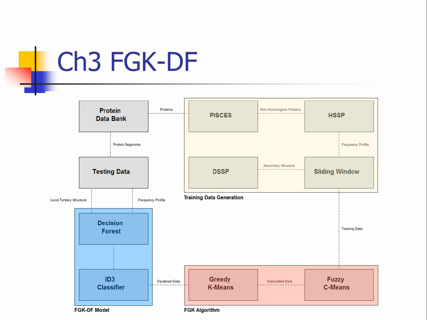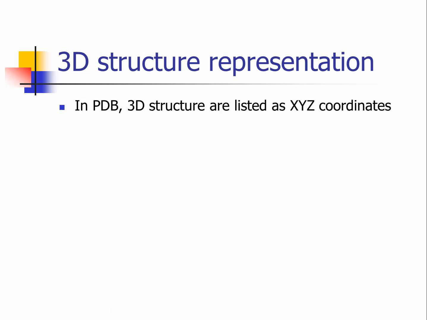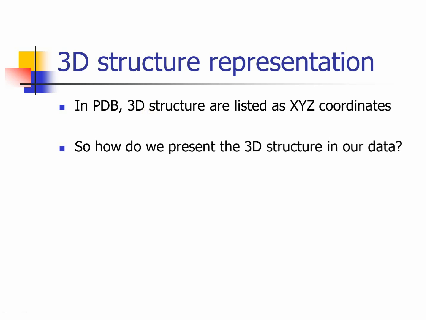Now the question is, when we try to predict a protein 3D structure, what are we really predicting? It's not going to be simply a yes or no answer, because the 3D structure is in 3D space. Therefore, we need to look into how we store the 3D information of the protein. We already see that in PDB, 3D structures are listed as XYZ three-dimensional space coordinates. So how do we present the 3D structure in our data set?